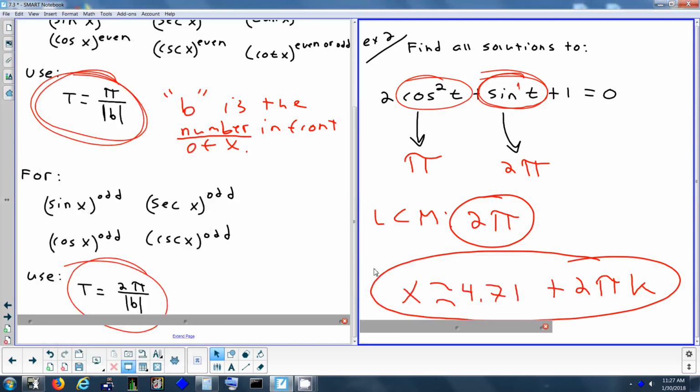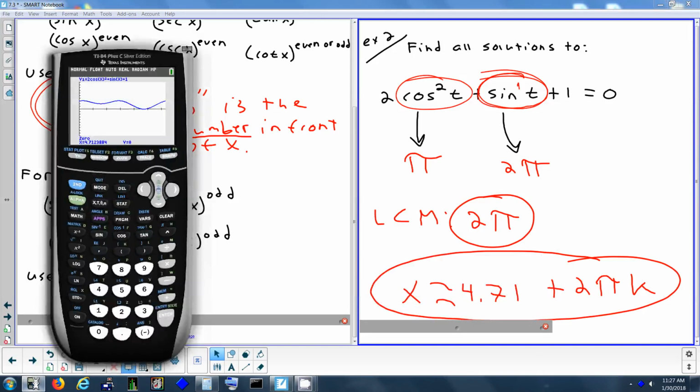So the answer is 4.71 plus 2 pi k. You're going to get that answer every single period, every single 6.28 units. So when you plug it into the calculator, you put all of that, cosine squared t plus sine t plus 1, all in one thing? All in one. Yep. If there was something on the other side and it wasn't equal to 0, maybe I would have put what's on the left in y1 and then what's on the right in y2. But since they already moved everything to one side for me, I'm going to plug it in the way they gave it to me.